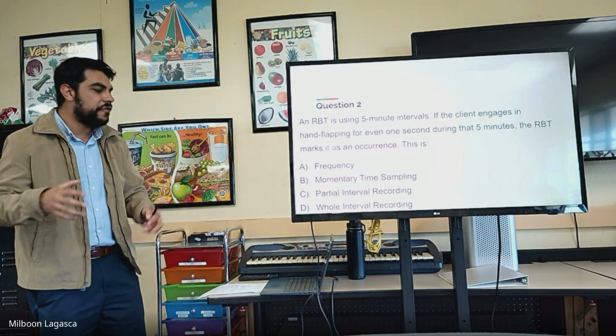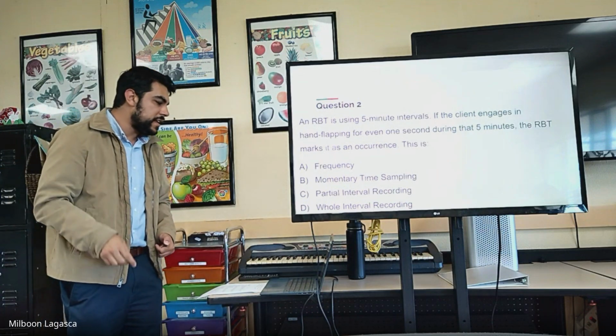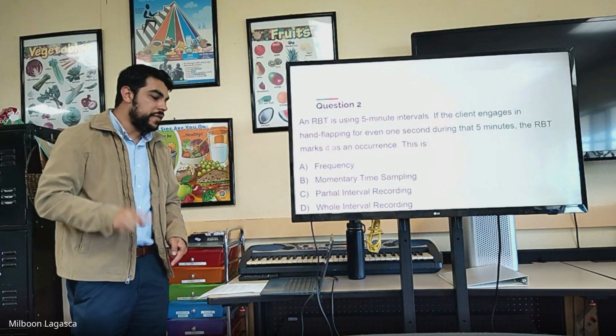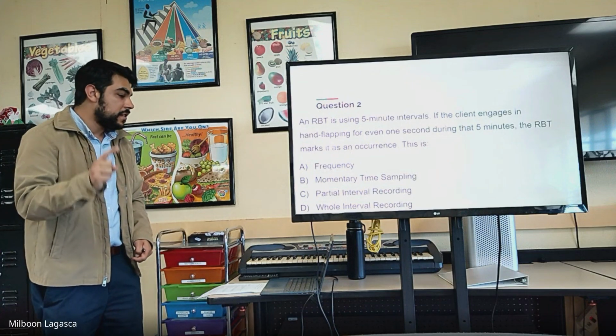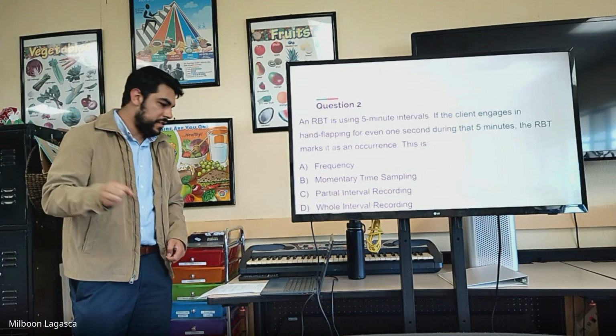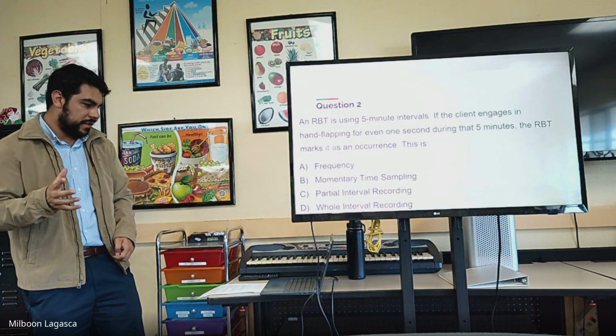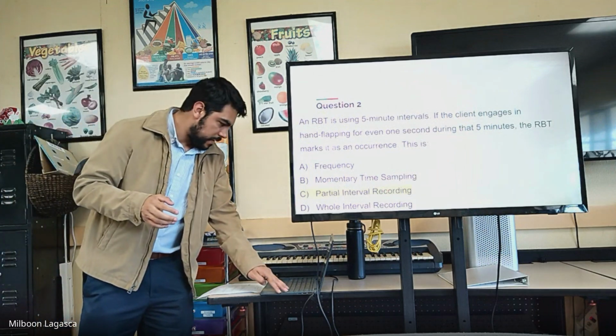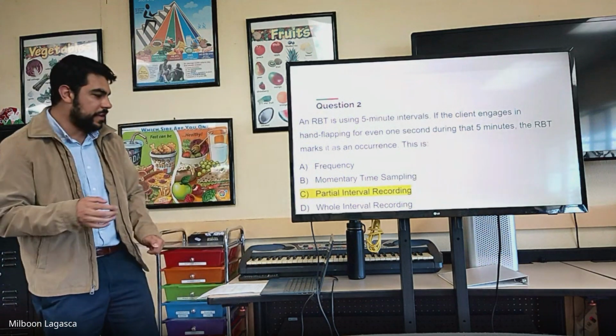An RBT is using 5-minute intervals. If the client engages in hand clapping for even 1 second during that 5 minutes, the RBT marks it as an occurrence. What is this? Yes, partial. Very good.